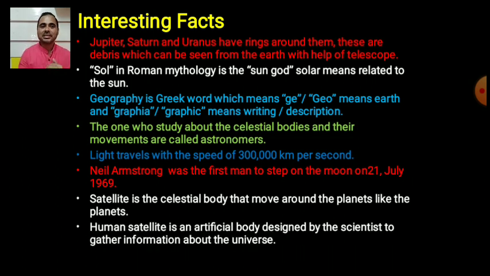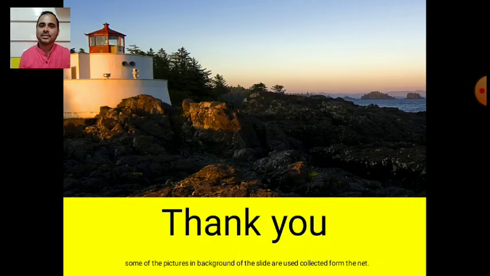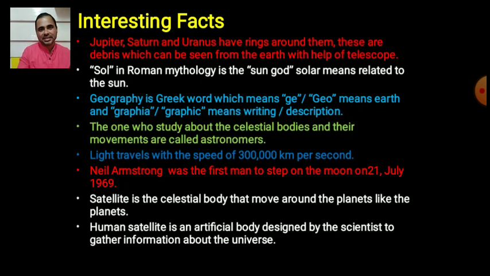Now, human-made satellites. These satellites which are made by scientists and sent to space, and they are helping us to collect information, are called artificial satellites. An artificial satellite is a body designed by scientists to gather information about the universe. Now what is the universe? Remember what we have discussed? The cluster of billions of galaxies. Yes or no? That makes a universe. Clear?